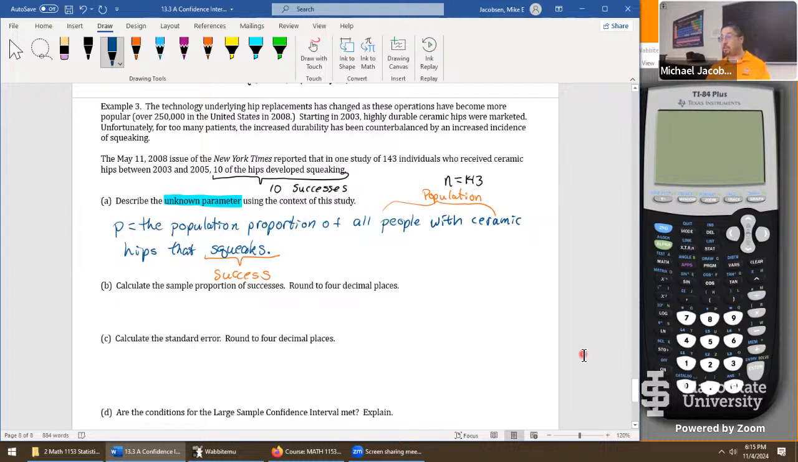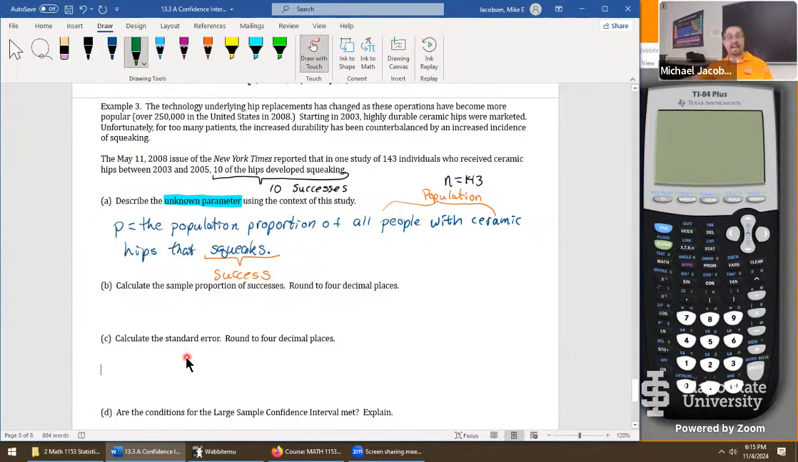Well, that's the hard part. When we go to give the confidence interval, we'll say the true proportion of these people that have hips that squeak are from one percentage to another. And that's a pretty important figure, but here's our estimate already for what P is.